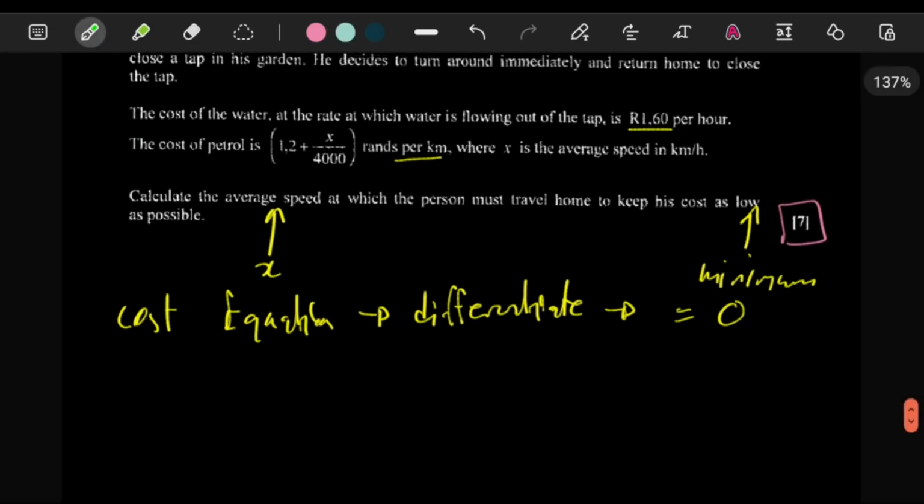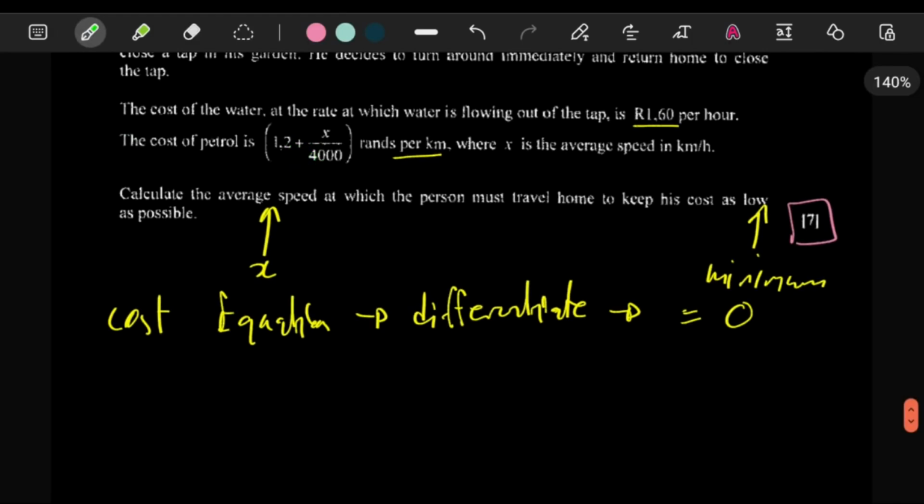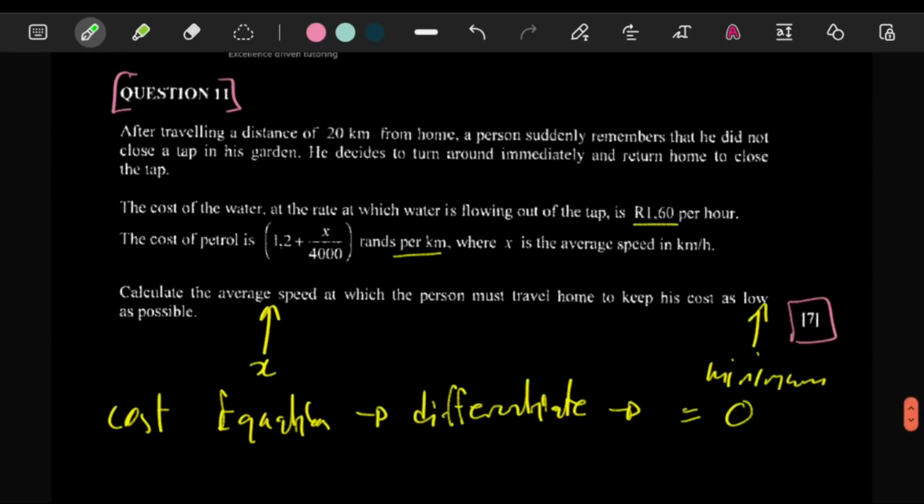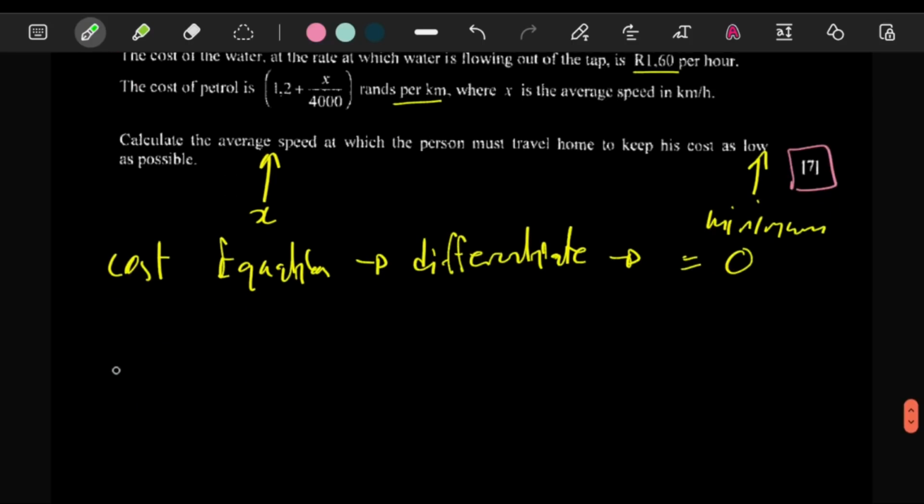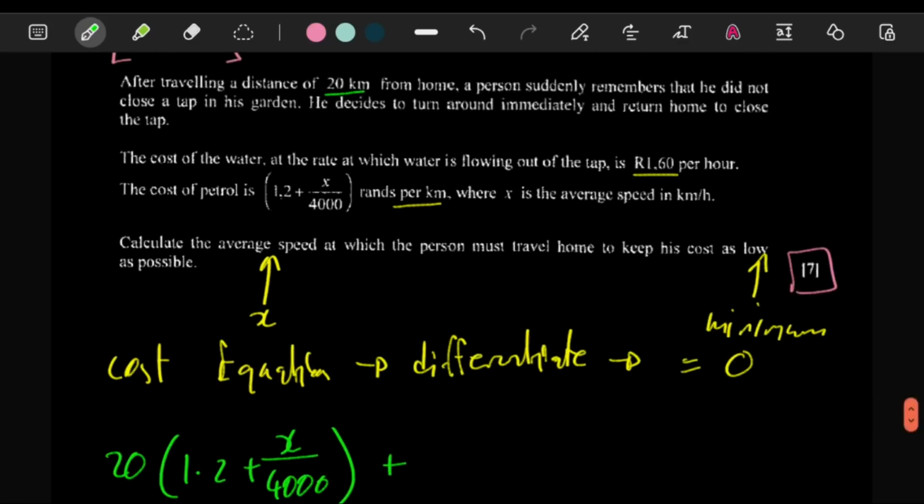So the cost of this whole scenario is the petrol and the water. For the petrol, remember they're talking about him going home only. So it's only a distance of 20 kilometers multiplied by the cost per kilometer. So the cost per kilometer, you're going to multiply by 20 kilometers. This is the cost of the petrol. The cost of the water, you have to remember, is going to cost him 1 Rand 60 per hour.